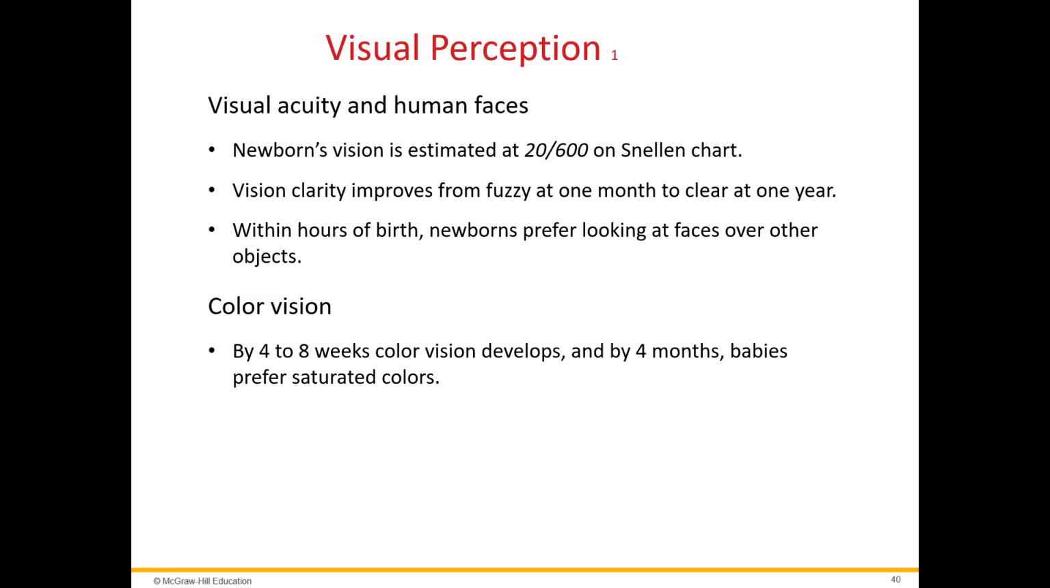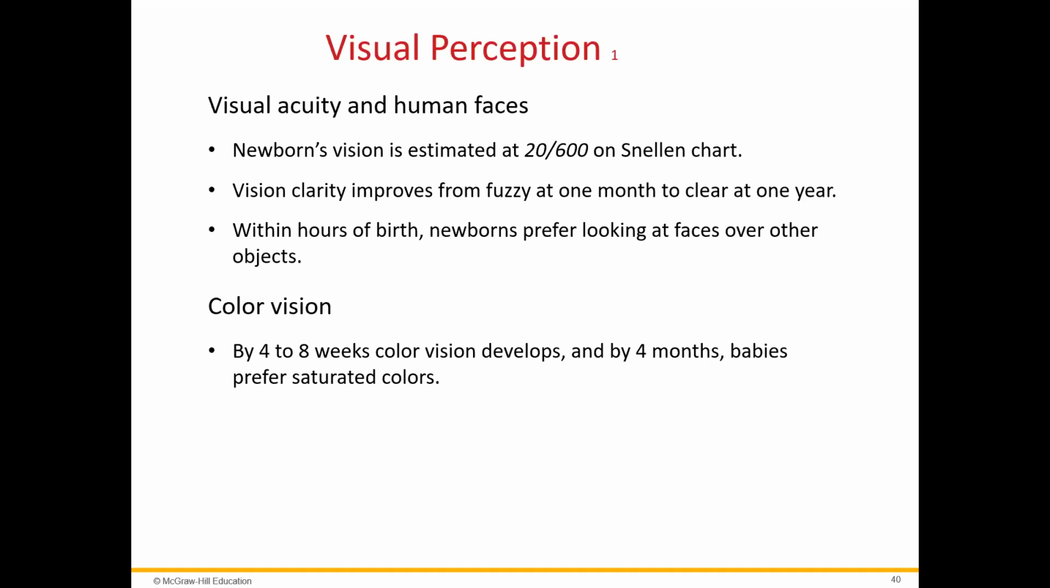Within hours of birth, newborns prefer looking at faces over other objects. Remember, Fantz was the first one to show that. They've shown it in other studies now, like using real human faces. With the eye tracking equipment, we can see exactly what they like to look at. As for color vision, by 4 to 8 weeks, color vision develops, and then by 4 months, babies prefer saturated colors. Saturated colors means they like things that are full of color.